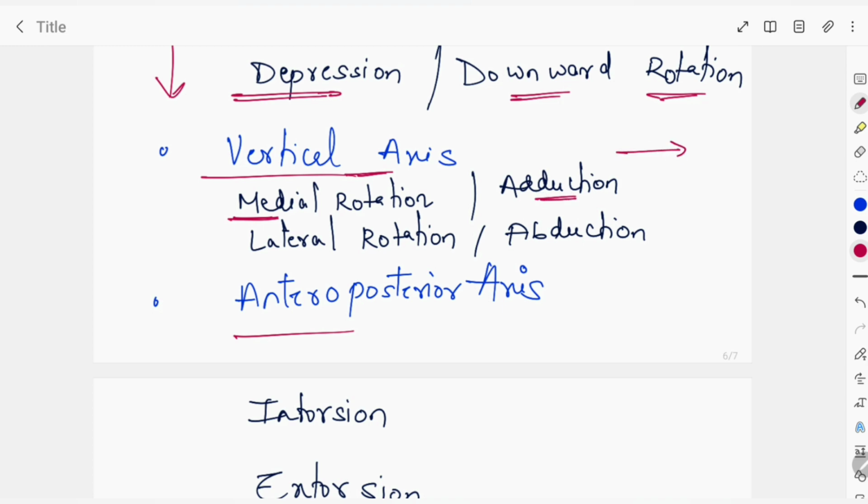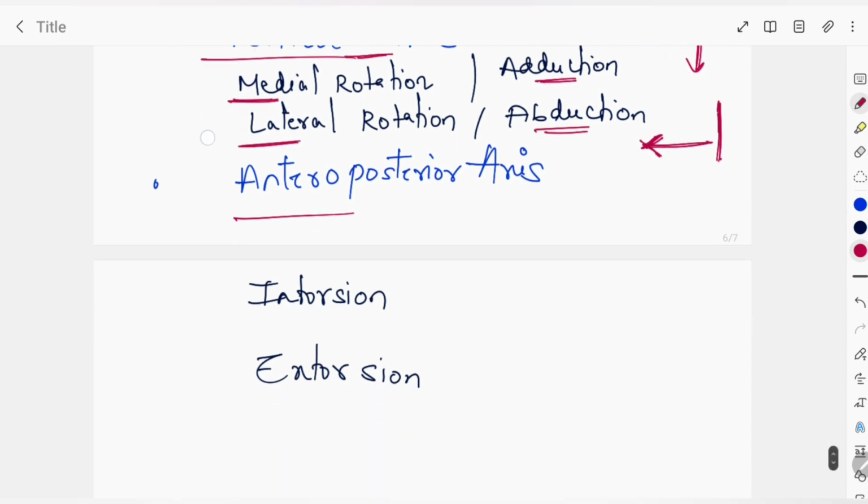This means that, suppose this is the nose part, if the eyeball is moving towards the medial side, this is the adduction. And if we talk about the lateral rotation, suppose this is the nose and it is going away from the midline, then this is the abduction or the lateral rotation, as you can see very clearly.